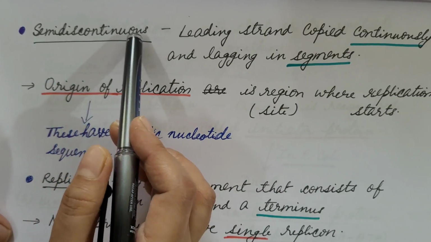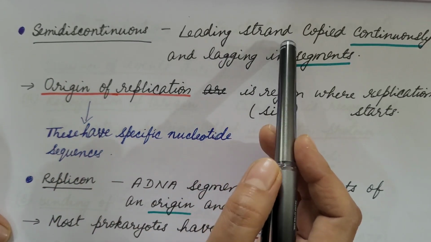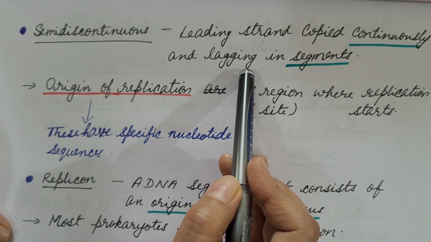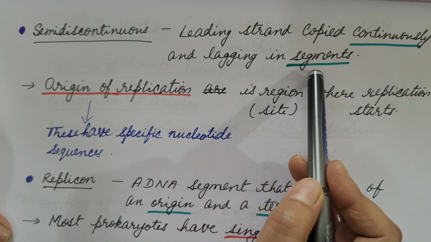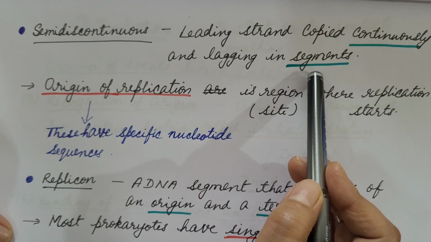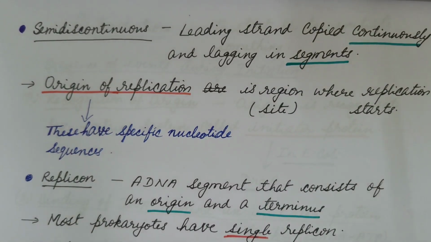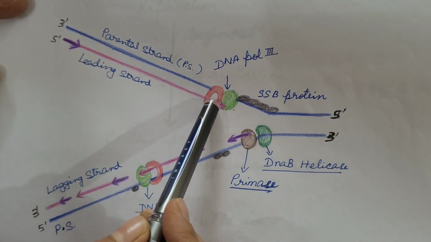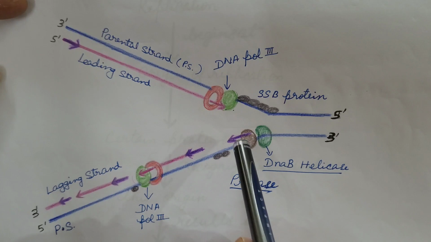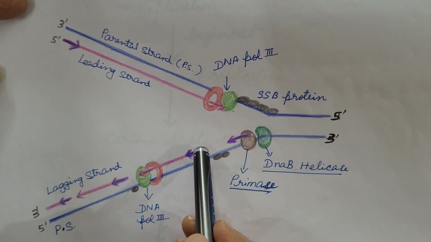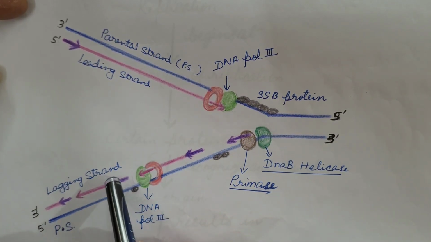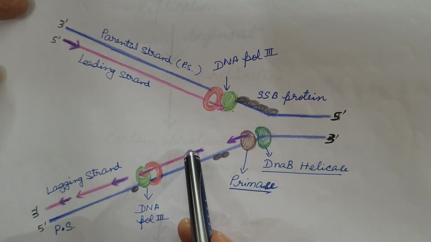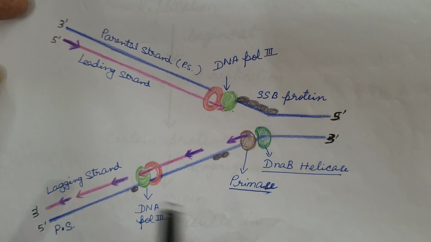DNA replication is semi-discontinuous. One is the leading strand, that is copied continuously, and the other is the lagging strand, which is copied in the form of segments, known as Okazaki fragments. If we see here, this is the parental strand, this is the leading strand which is synthesized continuously, and this is the lagging strand which is synthesized discontinuously in the form of segments. These are known as Okazaki fragments.